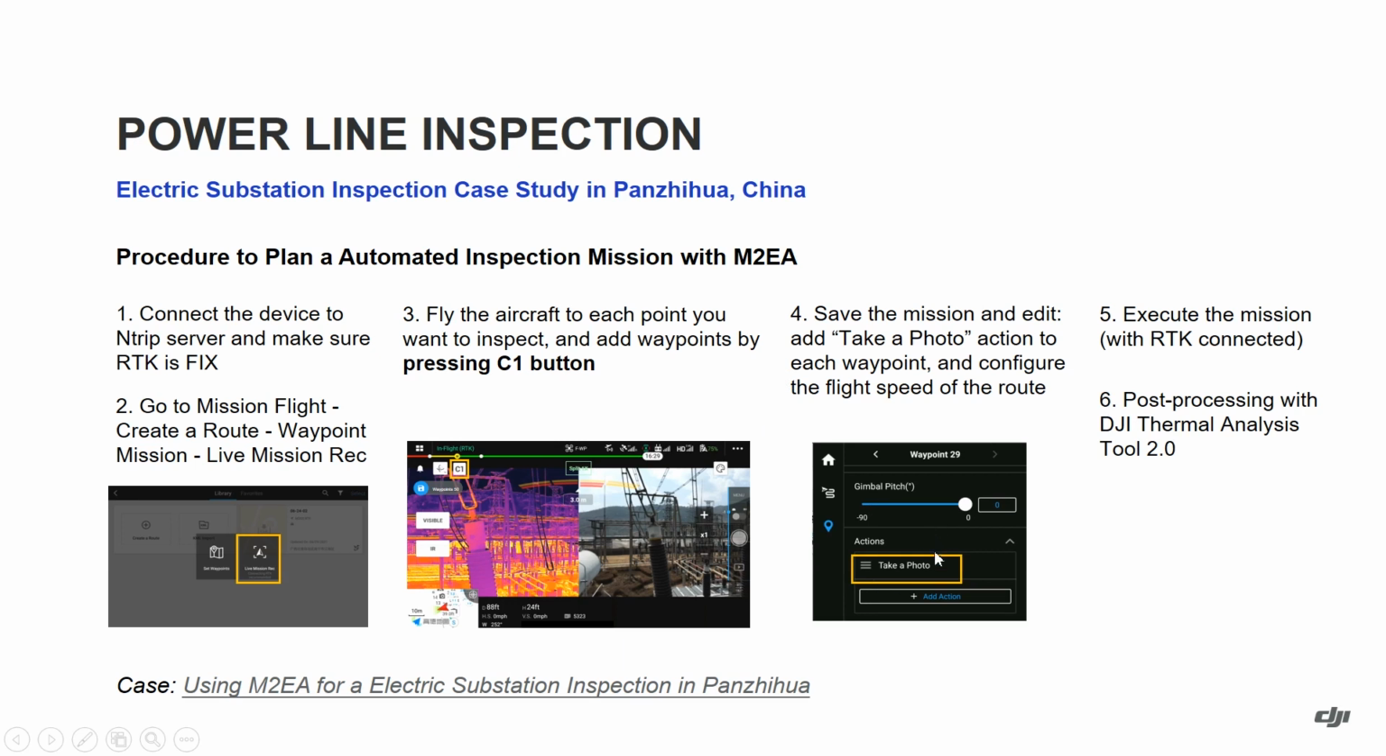Mainly, you need to add an action, take a photo to each waypoint, and configure also the flight speed of the route. And then you can save the mission. Here you have created an automated inspection mission, and you can repeatedly execute the mission with RTK connected. Then, after you have obtained all the images from the inspection mission, you can import them into DJI Thermal Analysis Tool 2.0 for further analysis.